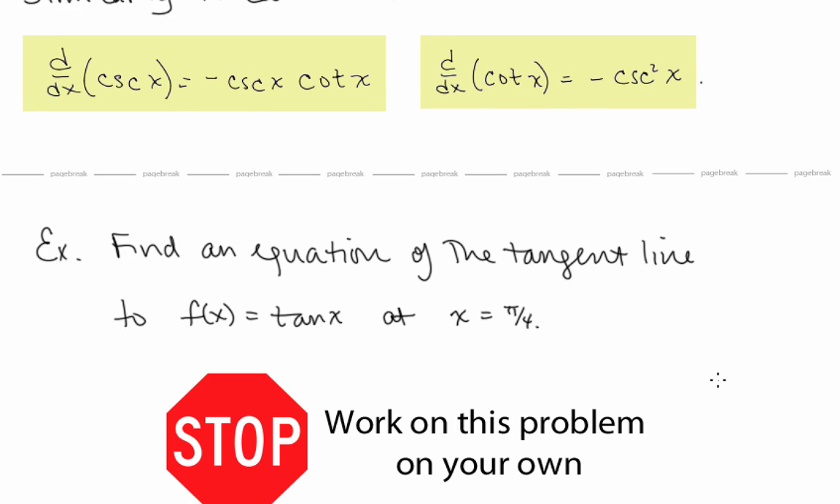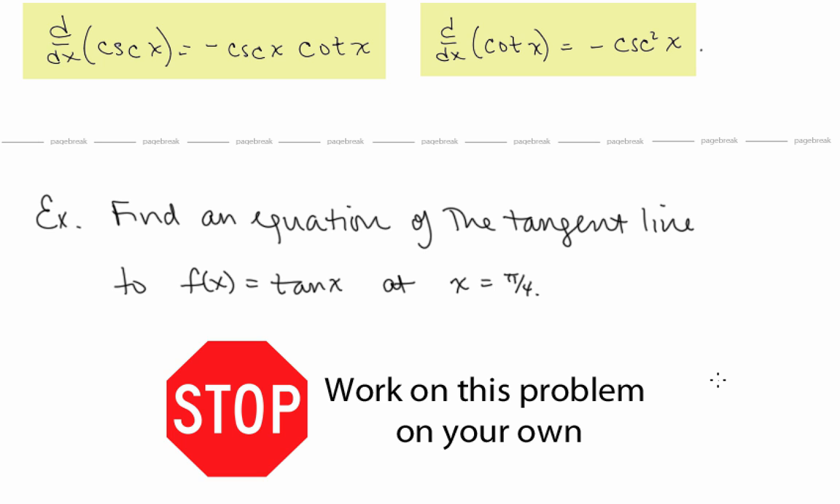Now let's take a look at this problem. Find an equation of the tangent line to f of x equals tan x at x equals pi over 4. We just found that the derivative of tan x is secant squared x, so now let's use that to find an equation of this tangent line. Please pause the video and work on that.